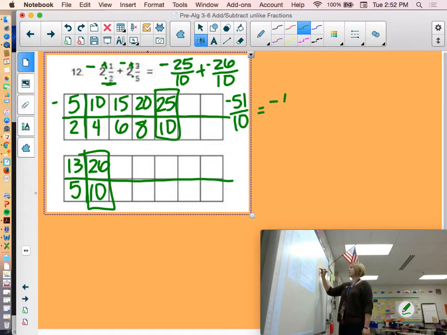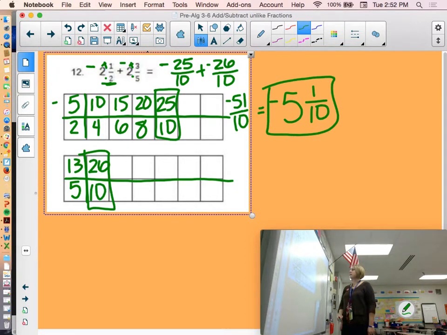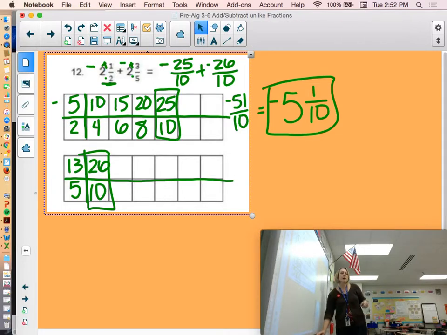So this is negative 5 because 10 goes into 51 5 times with 1 left over, and that would be 1/10. All right, so negative 5 and 1/10 would be my final answer. Don't forget to go back and make sure it makes sense.